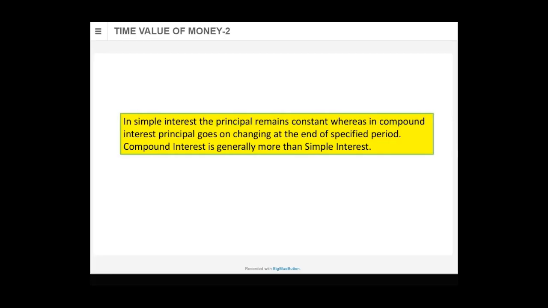Here I've said this. In simple interest, the principal remains constant. Every year 1 lakh, 1 lakh, 1 lakh. Whereas in compound interest, principal goes on changing at the end of the specified period. Every period here was annual, so every year it was changing. First year the principal was 1 lakh, second year 1,10,000, next year 1,21,000. Compound interest is generally more than simple interest. Why am I saying generally? If it is 1 year, then it will be the same. So I'm saying generally more than. Okay.